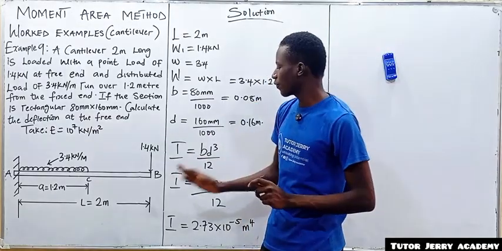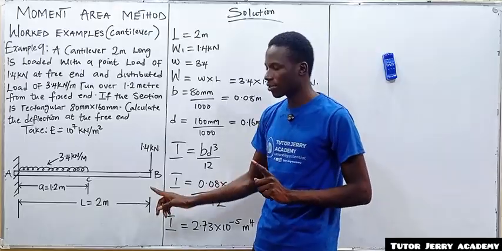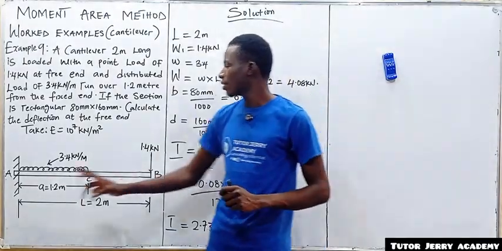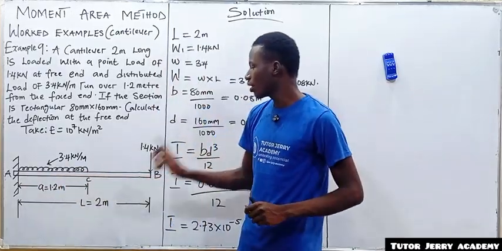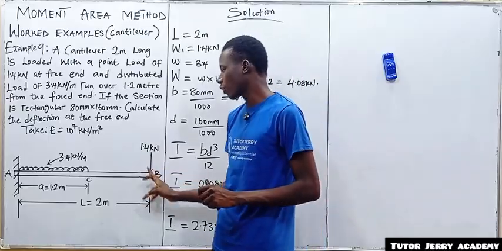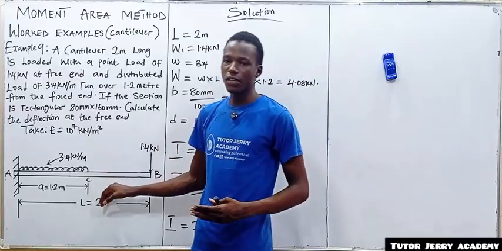All right. Now the deflection at the free end B will be caused by what? The uniform distributed load plus the deflection caused by what? The point load. All right. We are having two loads on this beam. Both of them will cause a deflection on this beam.